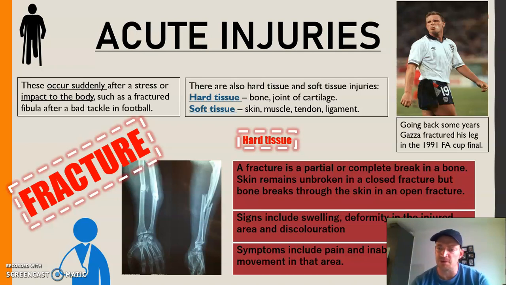So a fracture is a partial or complete break in a bone. The skin remains unbroken in a closed fracture. In an open fracture, the bone actually comes outside of the skin.